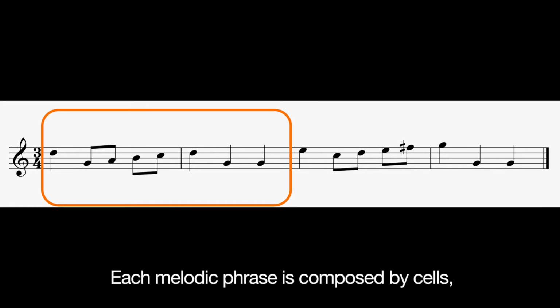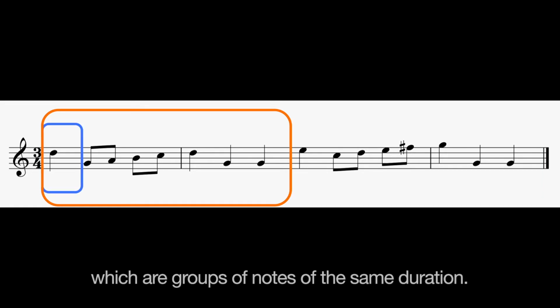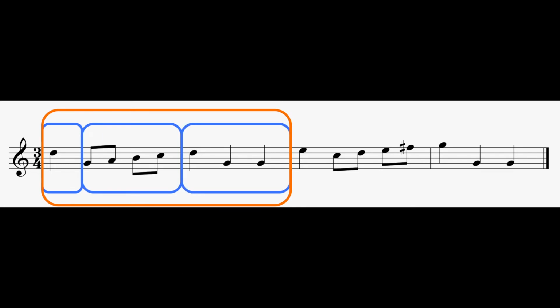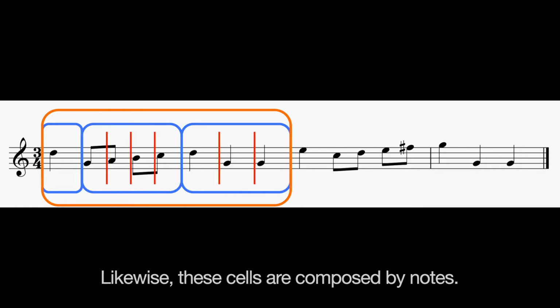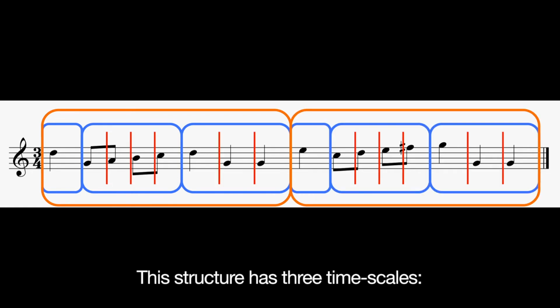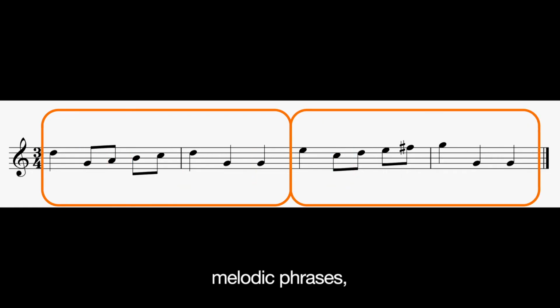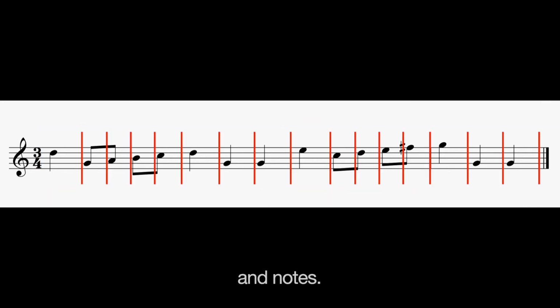Each melodic phrase is composed by cells, which are groups of notes of the same duration. Likewise, these cells are composed by notes. This structure has three timescales: melodic phrases, cells, and notes.